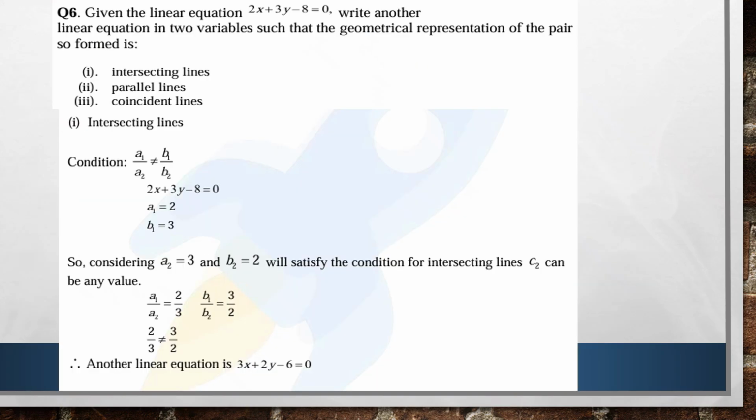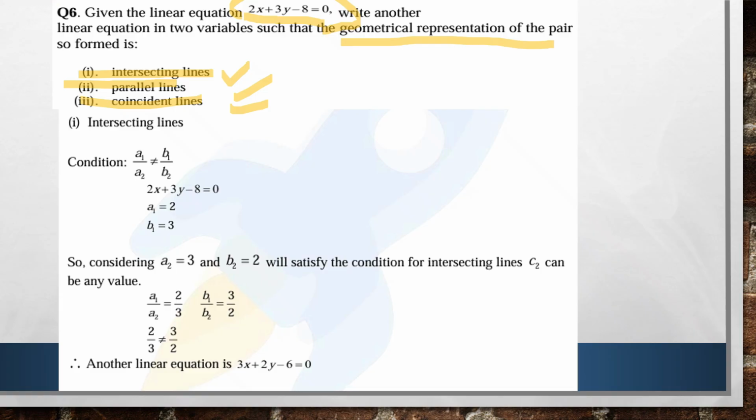So question number 6, what is given here? The linear equation 2x plus 3y minus 8 is equal to 0. Write another linear equation in two variables such that the geometrical representation of the pair is formed as an intersecting line, parallel line and coincident line. We have to use this equation as the intersecting line, parallel line and coinciding line.